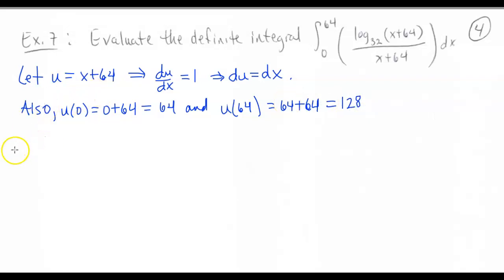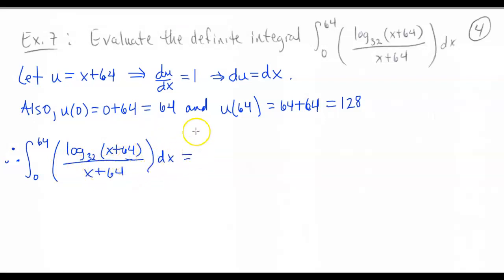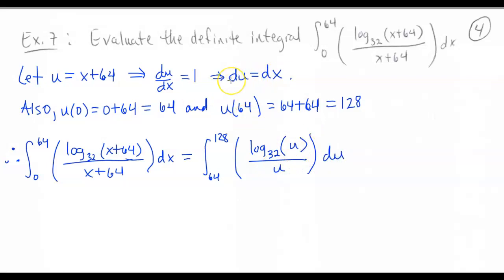So because of that, now what we have is that this integral from 0 to 64 of all this business here is actually the integral, or can be rewritten as the integral from 64 to 128 of log base 32 of u divided by u, and then du, because du is equal to dx.